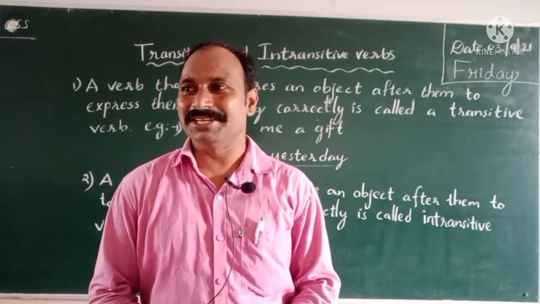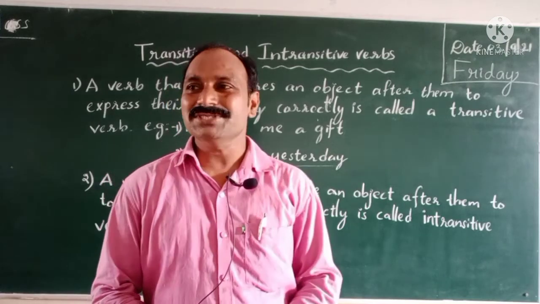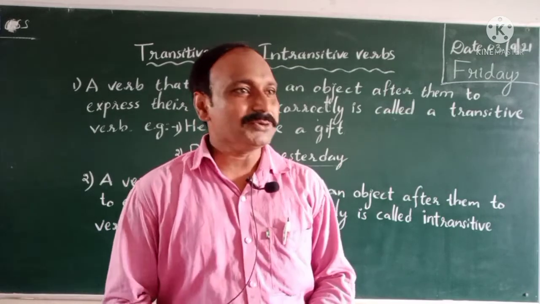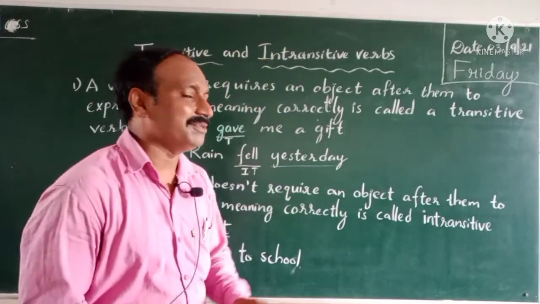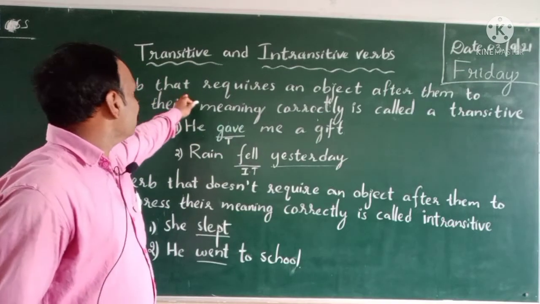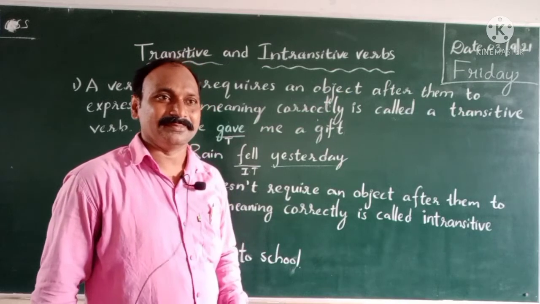Verb does an action. Verb is an action word. Verb denotes an event or state of being. So here we are going to learn about the verbs which do an action. Now let us see the definition clearly. A verb that requires an object after them.